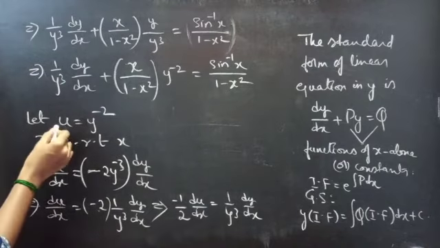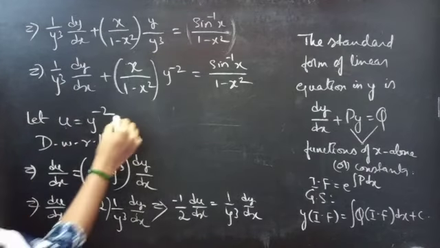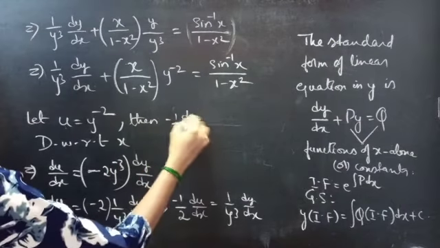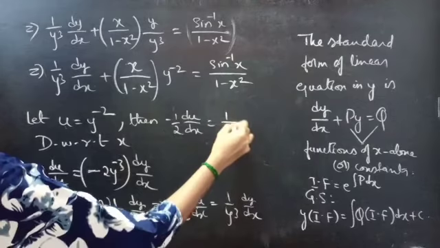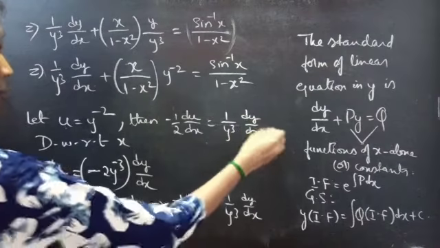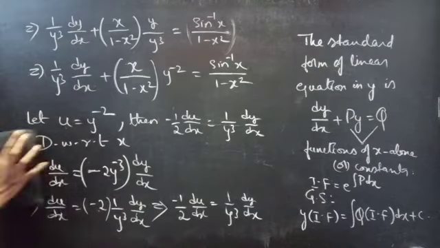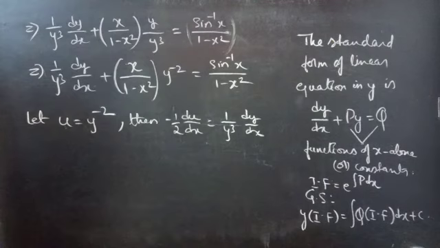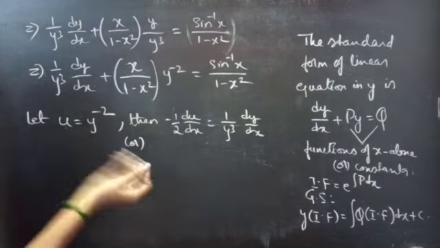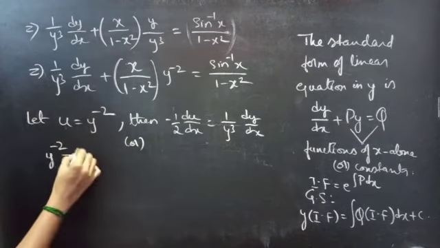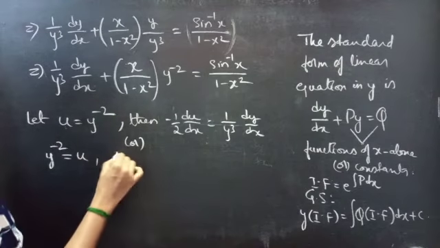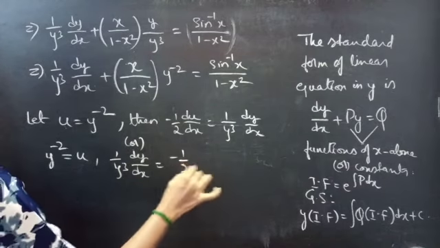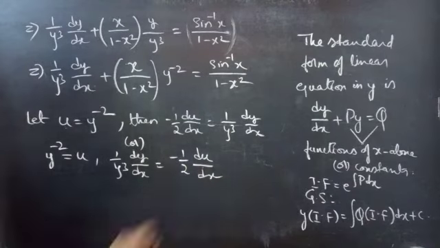So when u equals y power minus 2, then minus 1 by 2 into du by dx equals 1 by y cube into dy by dx. Now we can change the above equation in terms of u and x. We can also write this in terms of y: y power minus 2 equals u, and 1 by y cube into dy by dx equals minus 1 by 2 into du by dx.